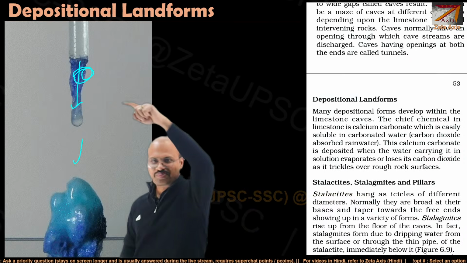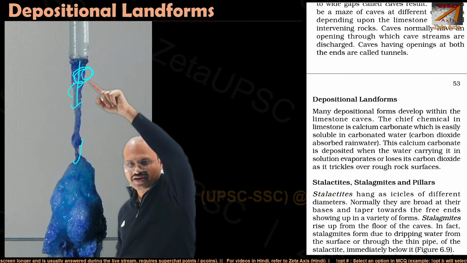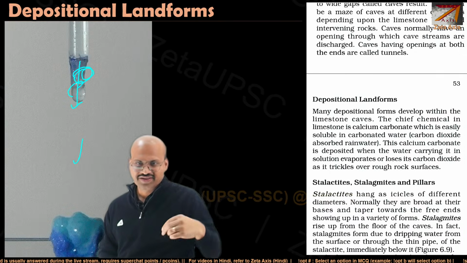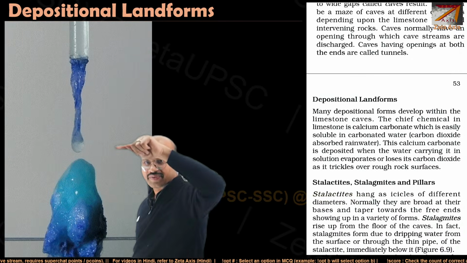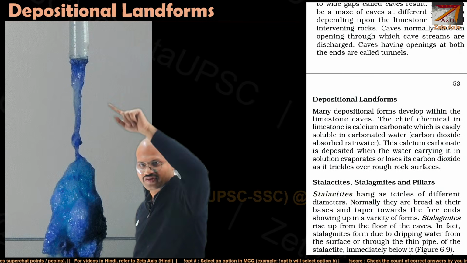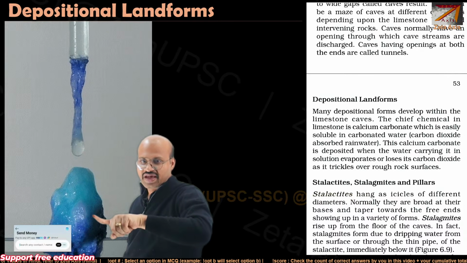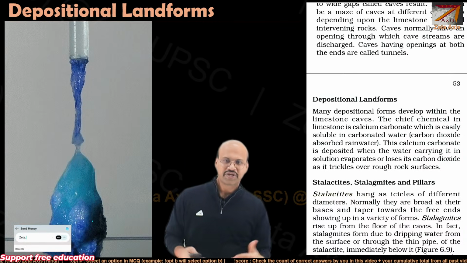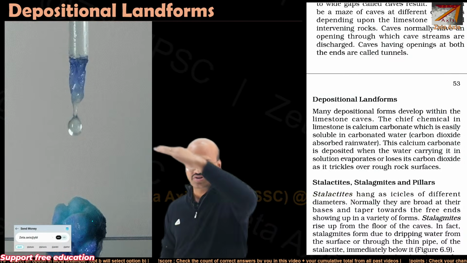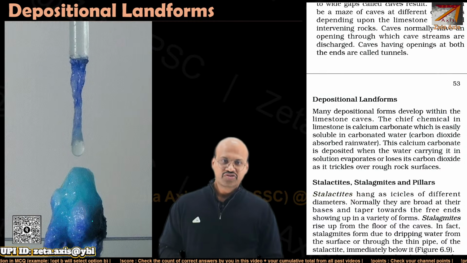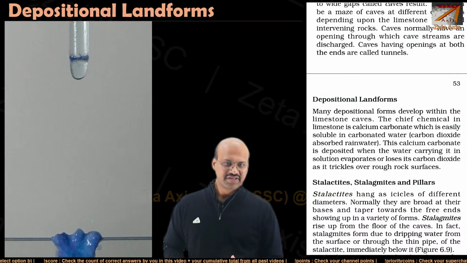So you can see that because of this, the deposition occurs here on the upper part as well as on the lower part where the drops are falling. So whatever elements are dissolved in this water will be collected at the top as well as at the bottom. And this is true for a whole bunch of elements, not only calcium carbonate, but there are different types of elements which show this type of property. So because of this, we see a large number of landforms in the caves.